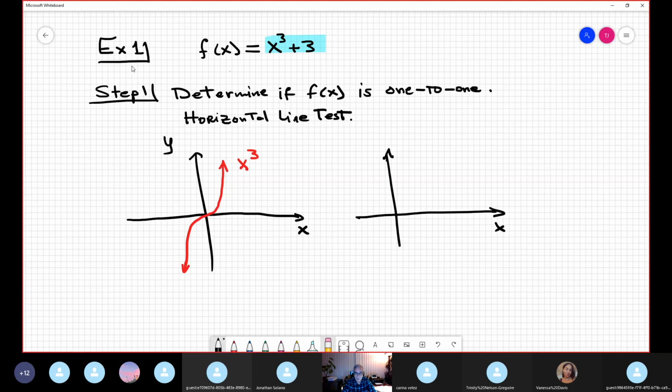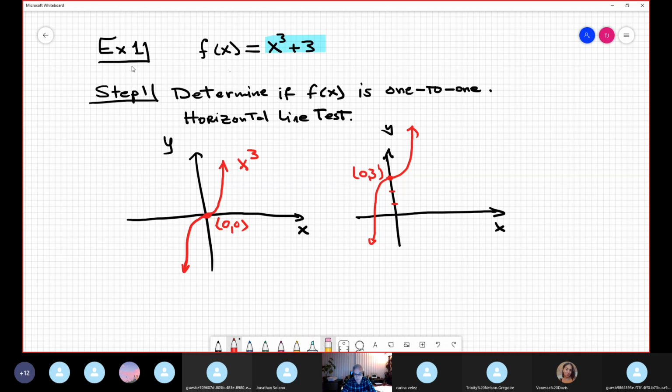It's the same shape, but this point was 0,0, the origin. Now it's not 0,0, it's 0,3. And the graph is similar to this. It's the same shape, but you move over 3 units, point by point.